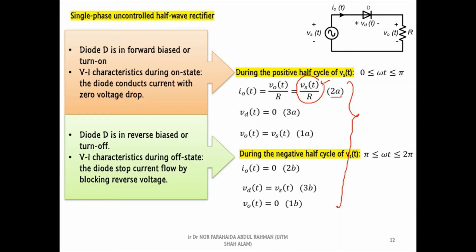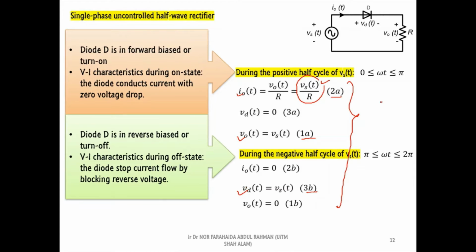On the other hand, based on equation 1a and 3b, we can see that the output and diode voltage waveforms have the same shape and amplitude as the supply voltage waveform. As a summary, the wave shape of the current, output voltage, and diode voltage is following the supply voltage waveform.